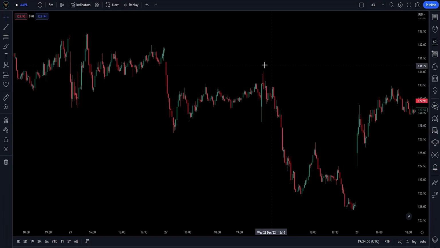We start by opening TradingView. If you don't have an account, you can sign in with the link that is in the video description. So, we are currently looking at a 5-minute chart of Apple.